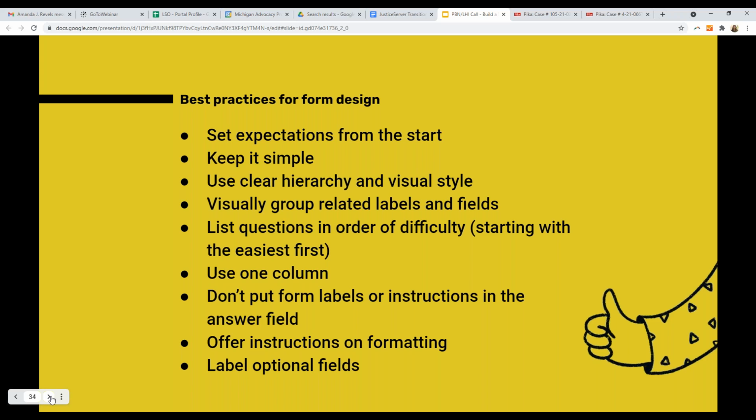And really thinking about how to streamline that in a simple and visual way, keeping it simple, trying not to have large blocks of text, but thinking about how can you really help the user quickly identify and understand what this resource will help them accomplish. Clear hierarchy and visual style is very connected to the one right below it. Visually group related labels and fields.